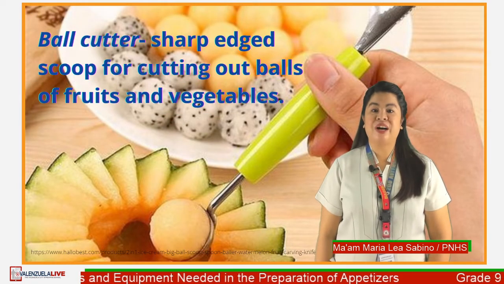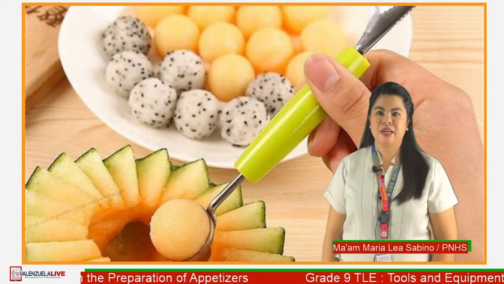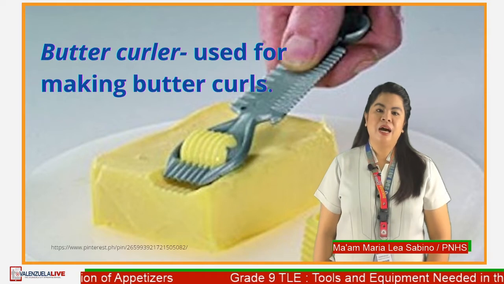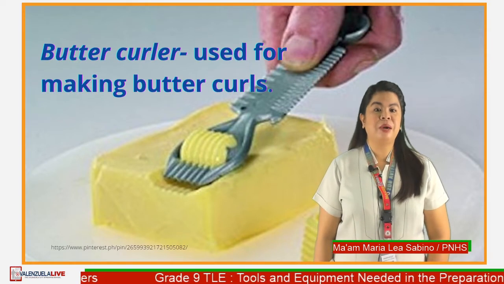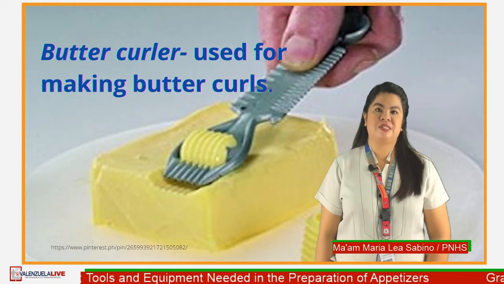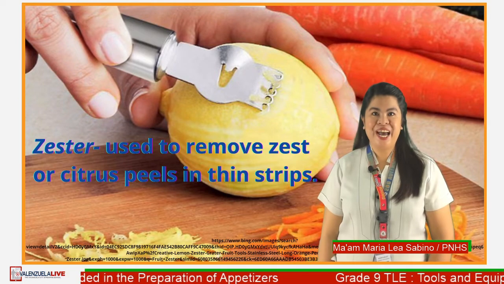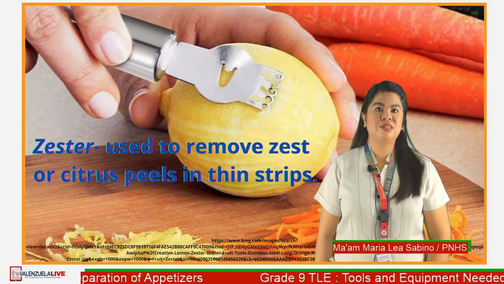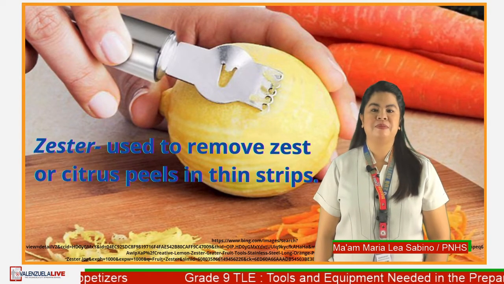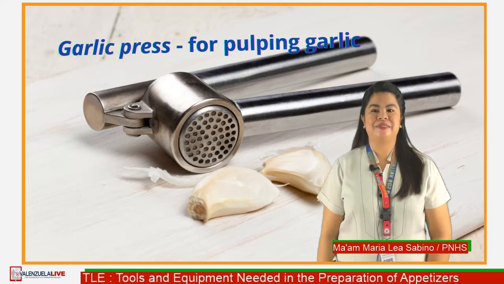Sharp-edged scoop for cutting out balls of fruits and vegetables. Butter curler is used for making butter curls, designed to produce decorative butter chips. We have the zester, used to remove the zest or citrus peels in thin strips. Garlic press for pulping garlic.